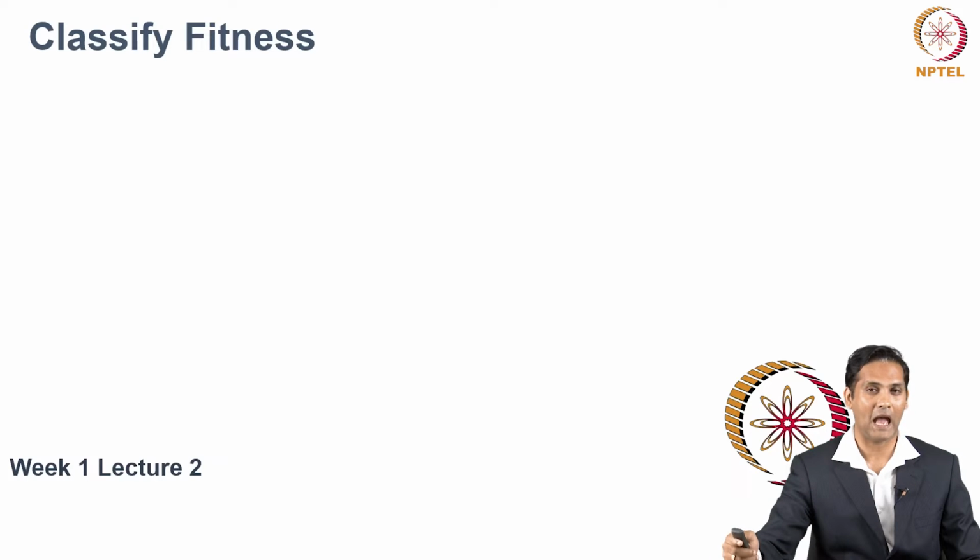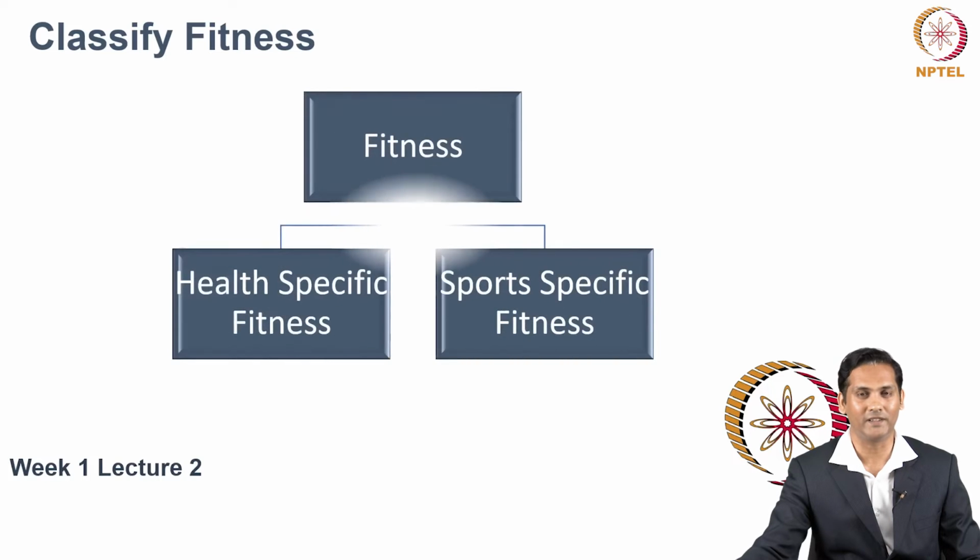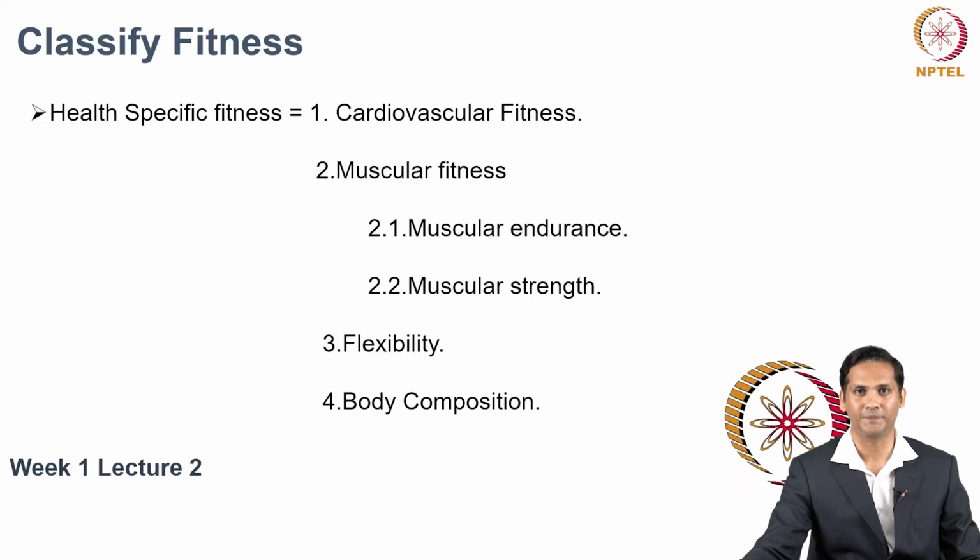Remember, fitness means your ability to perform physical activity without undue fatigue and at an optimal level. But what are the categories of fitness? There are two broad categories of fitness: health specific fitness and sport specific fitness. Health specific fitness includes cardiovascular fitness, muscular fitness, which includes muscular strength and muscular endurance, flexibility fitness, and body composition. So there are a total of 4 different types of fitness when you are talking about health specific fitness.